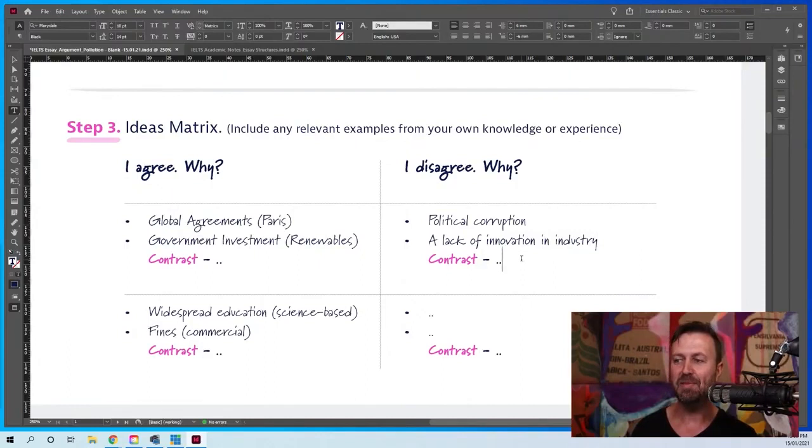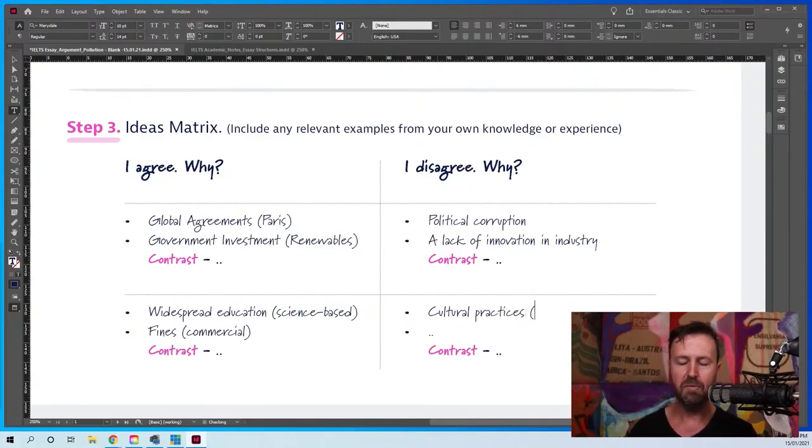Awesome. So political corruption, a lack of innovation in industry. They're the two arguments there. The next one we're going to have here is, again, why we disagree. I would say here a big one is cultural practices. So cultural practices. What have we got?